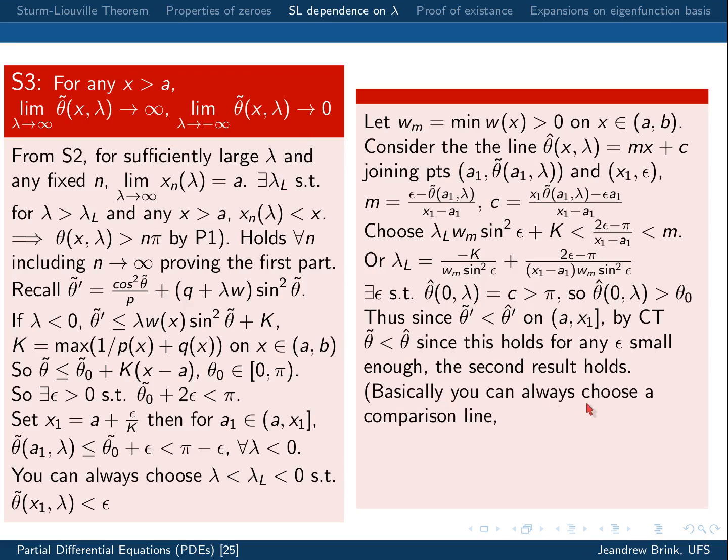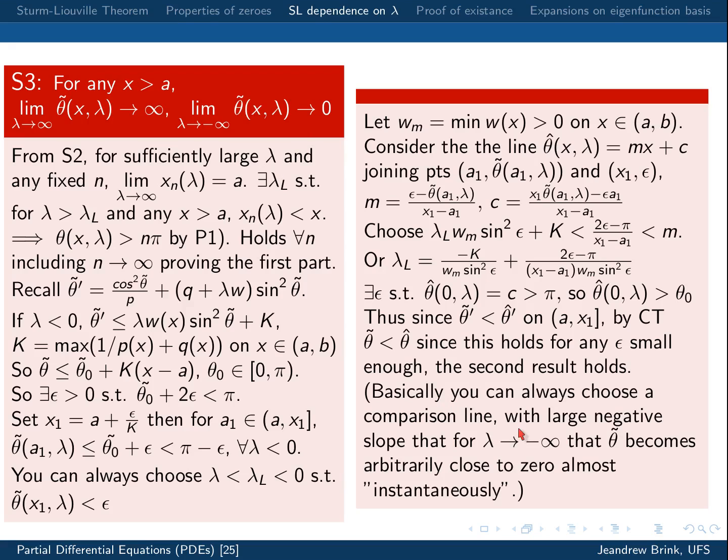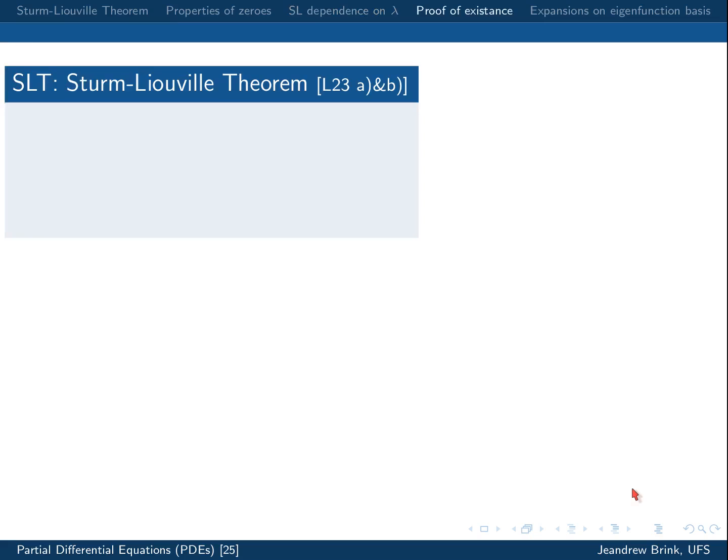Okay, so just written out, basically you can always choose a comparison line with a large enough negative slope, that gets even larger as lambda goes to infinity, so that theta tilde becomes arbitrarily close to 0 almost instantaneously. So you have these very steep comparison lines that force the thing to 0 and help you prove the theorem. Okay, but intuitively, you can just see it on the picture on the next slide or the previous slide. And that's enough.